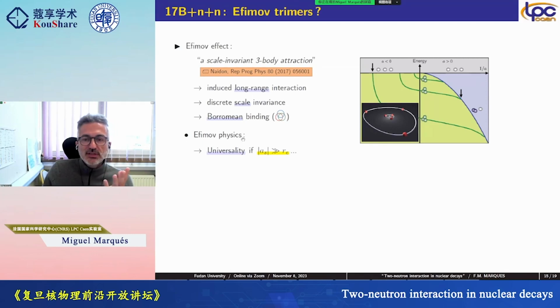So Efimov physics means that even if you are not at the point of this effect, you can see very interesting phenomena like universality. In the case where the scattering length is much bigger than the effective range, so when you have a scattering length much bigger than the range of the interaction, then the properties of the system become universal. You don't depend on the details within this range.